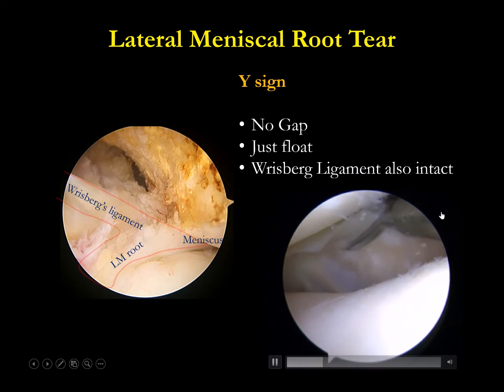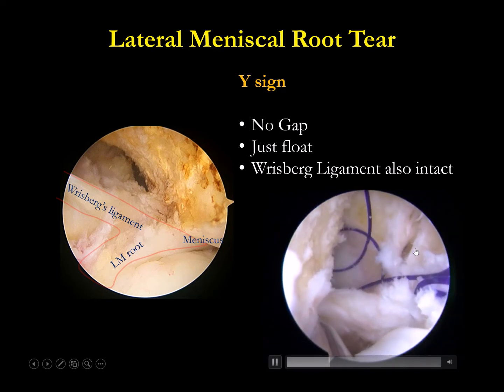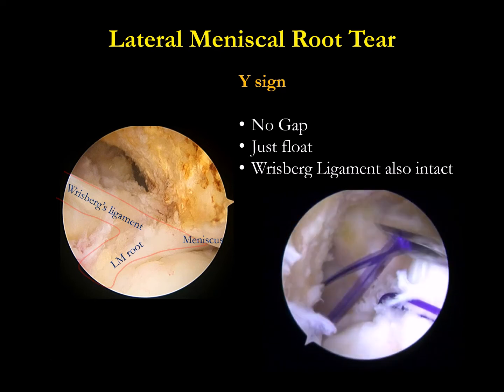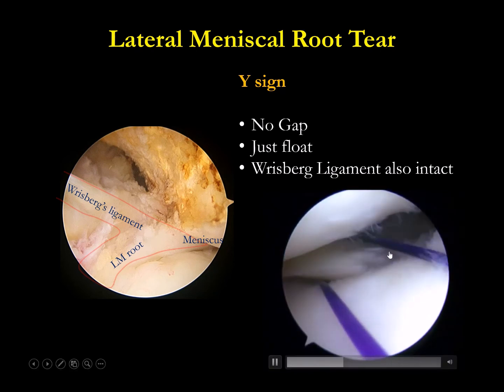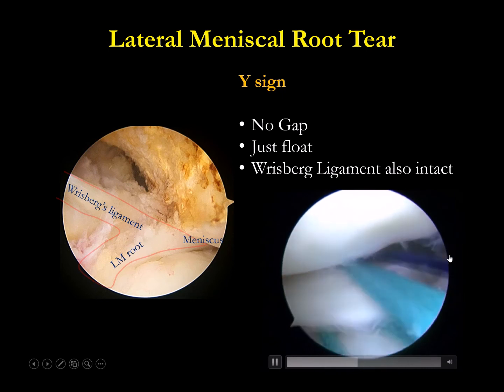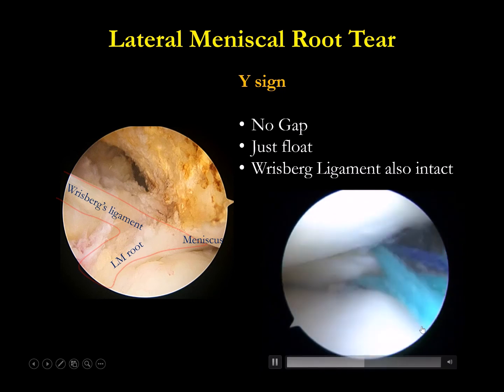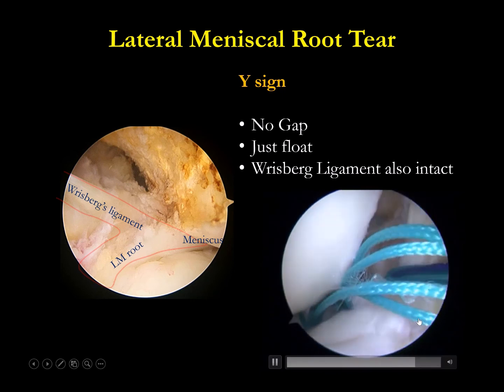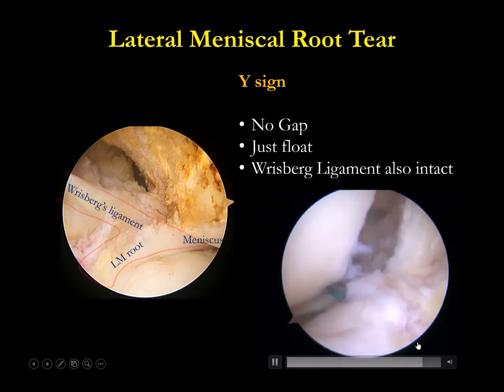So lateral, you never have the gap. You just float. So the lateral side is easier, much easier. You just pat the suture in, because the release bulb protects the meniscus from retraction. Okay, and pass this suture and make a drill hole.